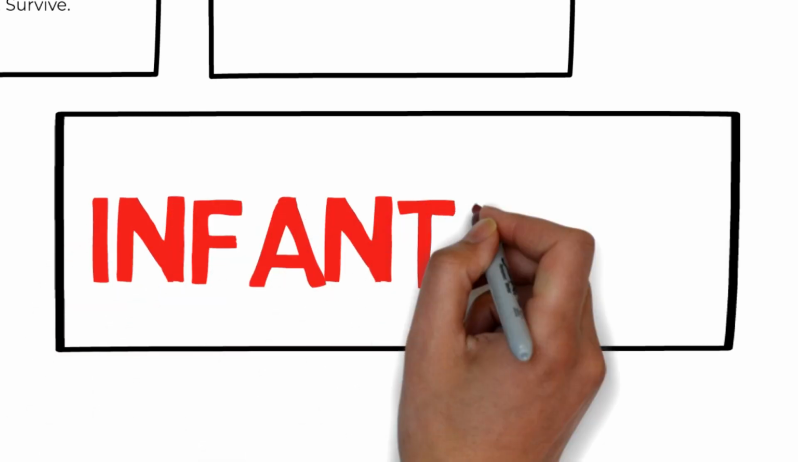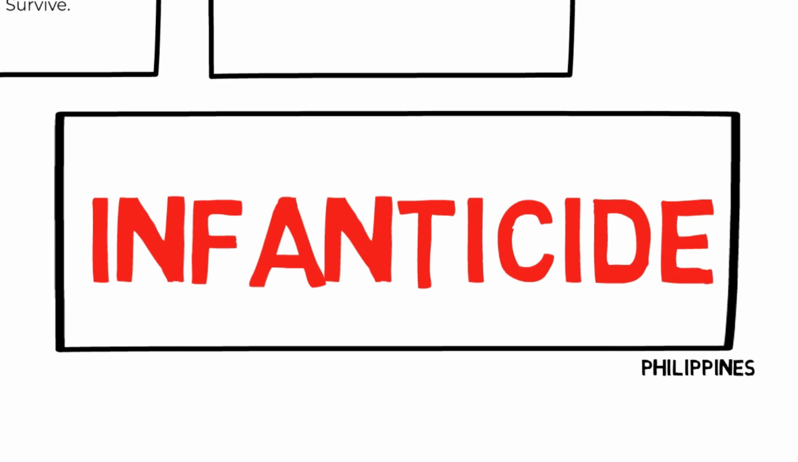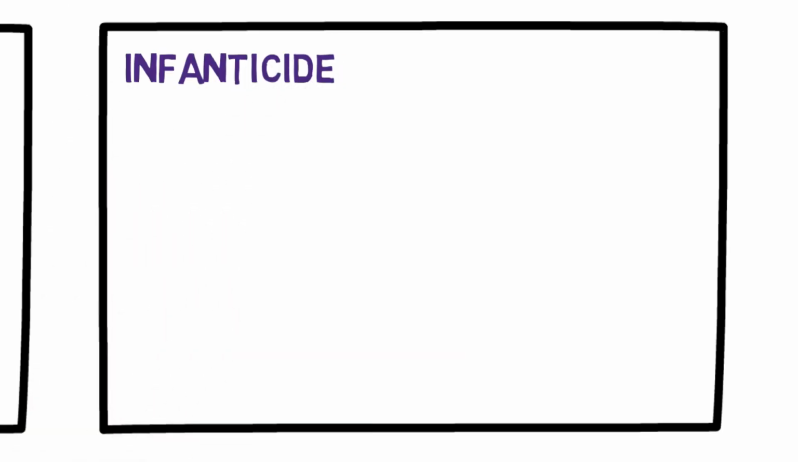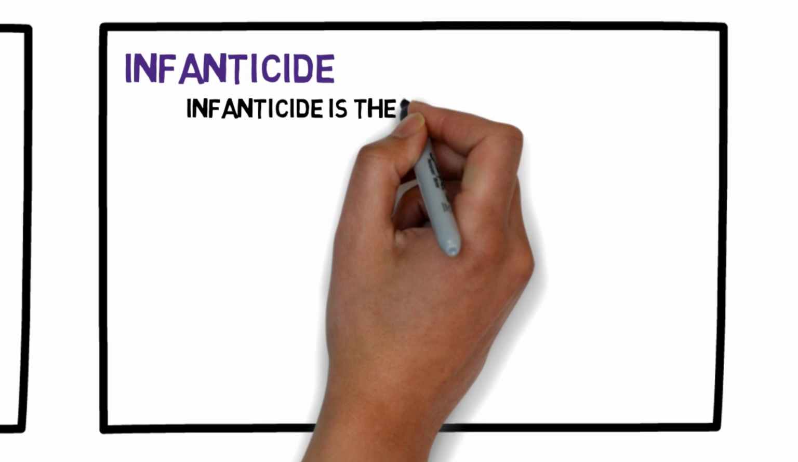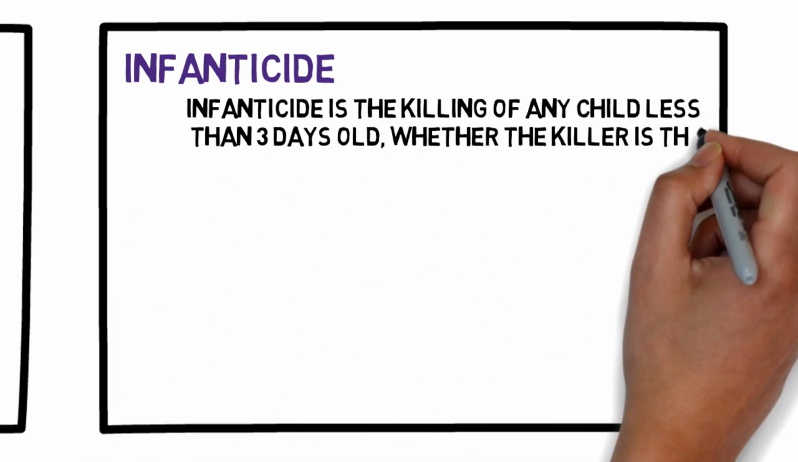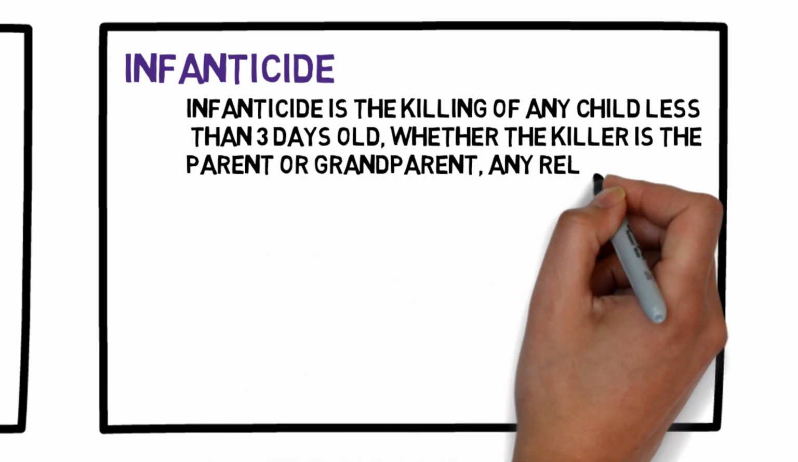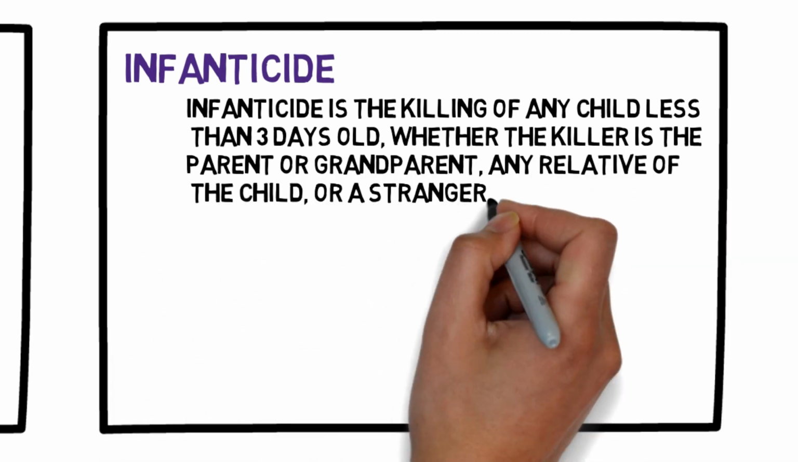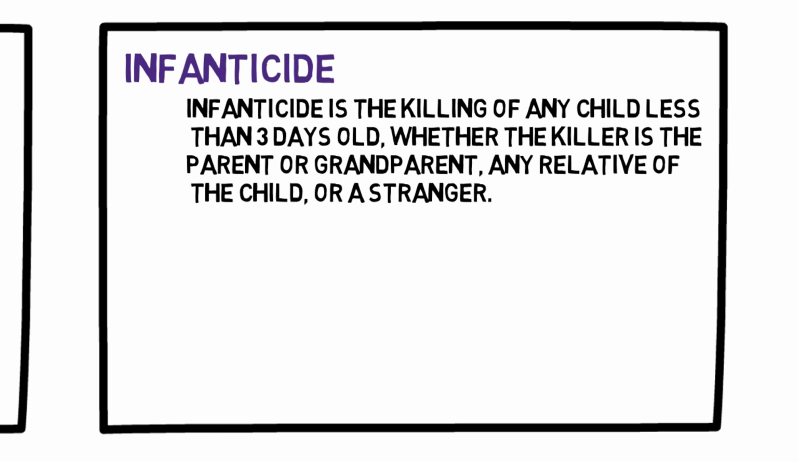In this video, I will be discussing the crime of infanticide. Infanticide is the killing of any child less than 3 days old, whether the killer is the parent or grandparent, any relative of the child, or a stranger. Therefore, killing by the father, mother, or any of his ascendants of a child less than 3 days old is infanticide and not parricide.